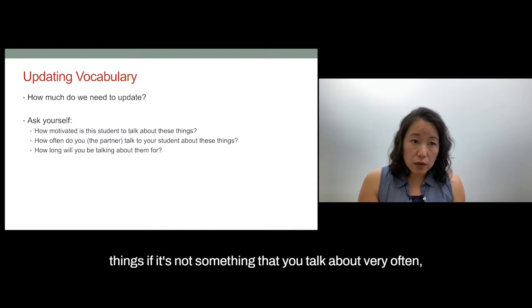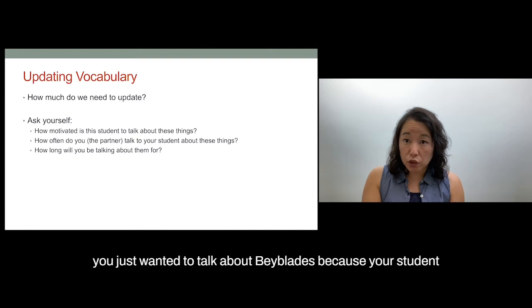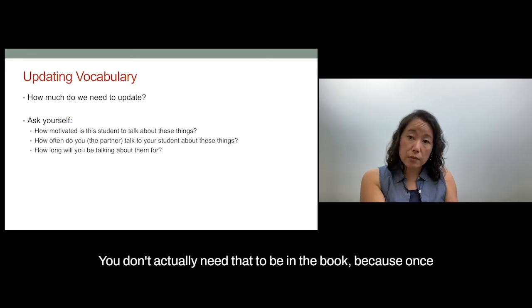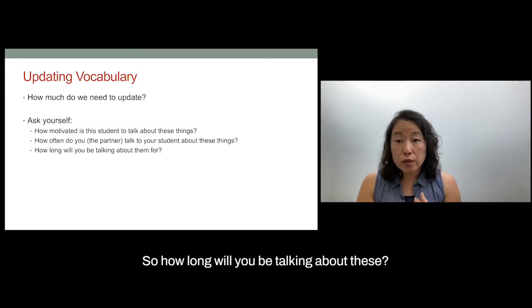If it's not something that you talk about very often, like say somebody brought some Beyblades to school and you just wanted to talk about the Beyblades because your student was interested, you could just point at the Beyblades, right? You don't actually need that to be in the book, because once the Beyblades go away, we might not continue to talk about them. So how long will you be talking about these for?